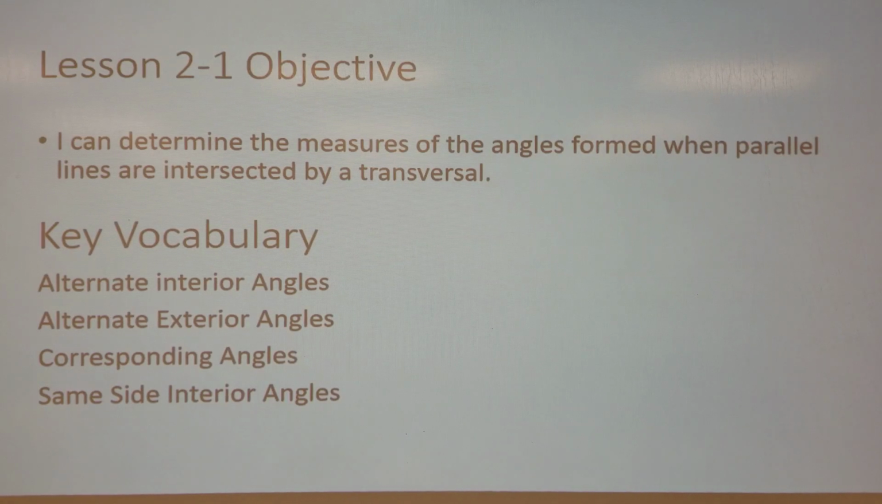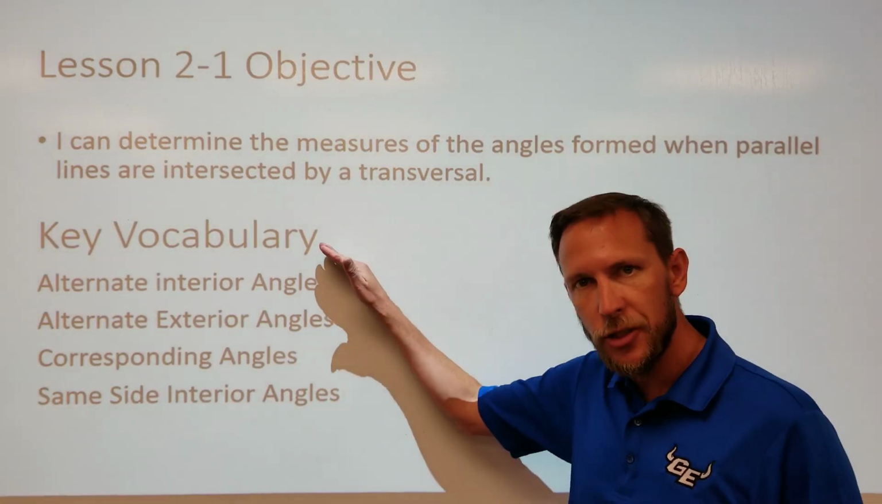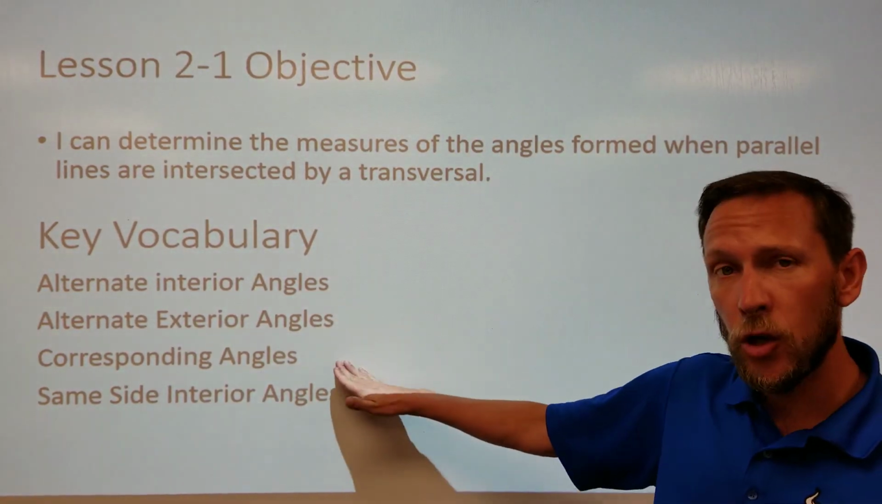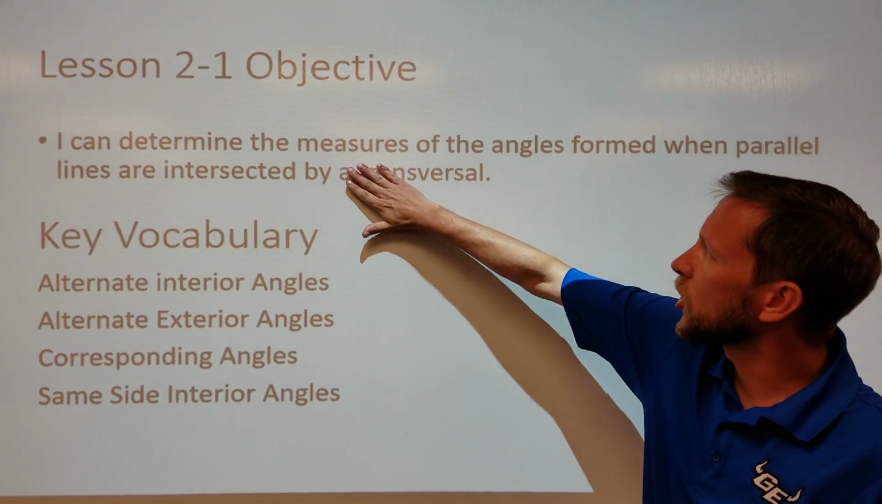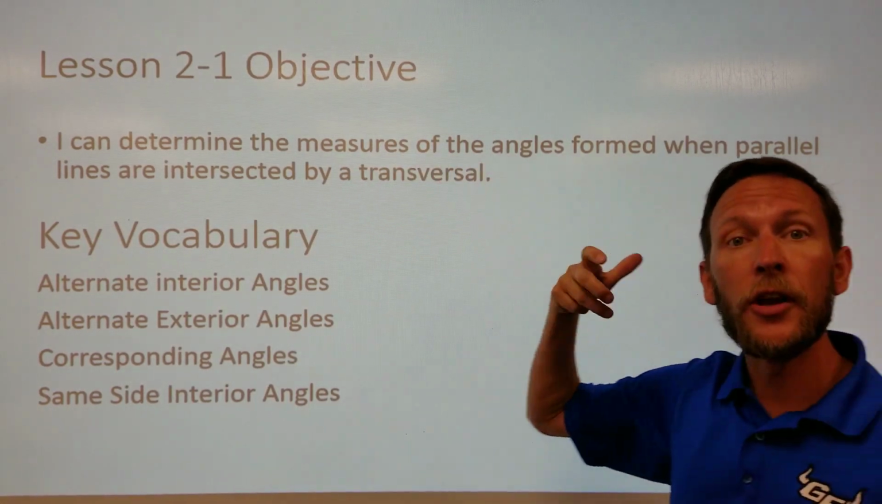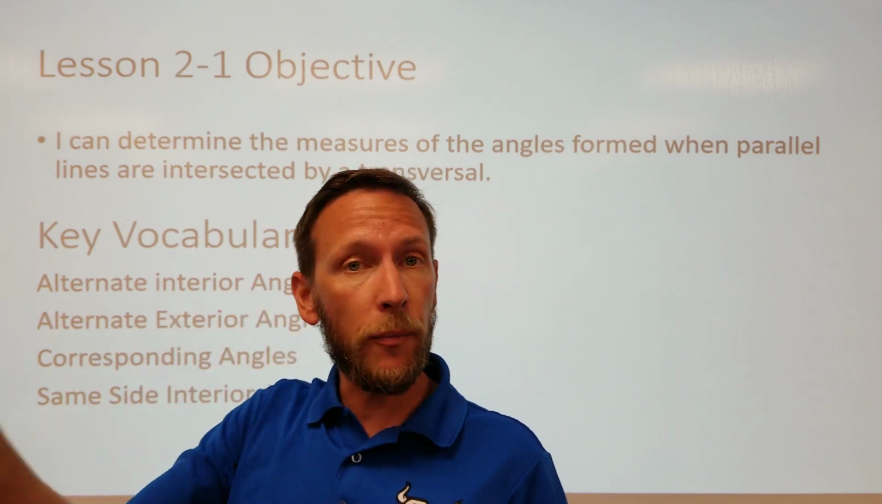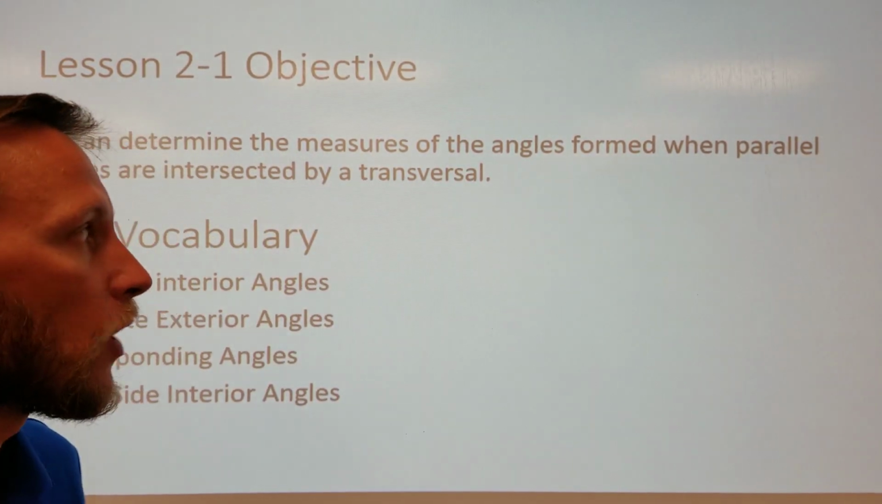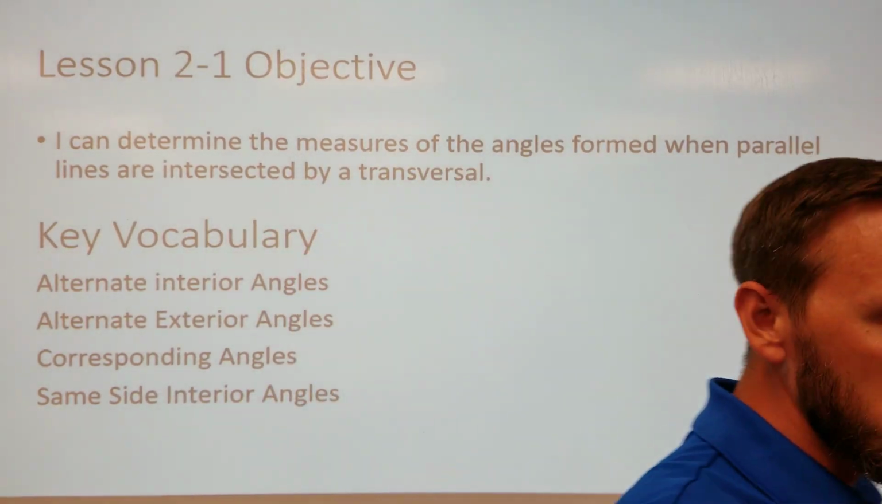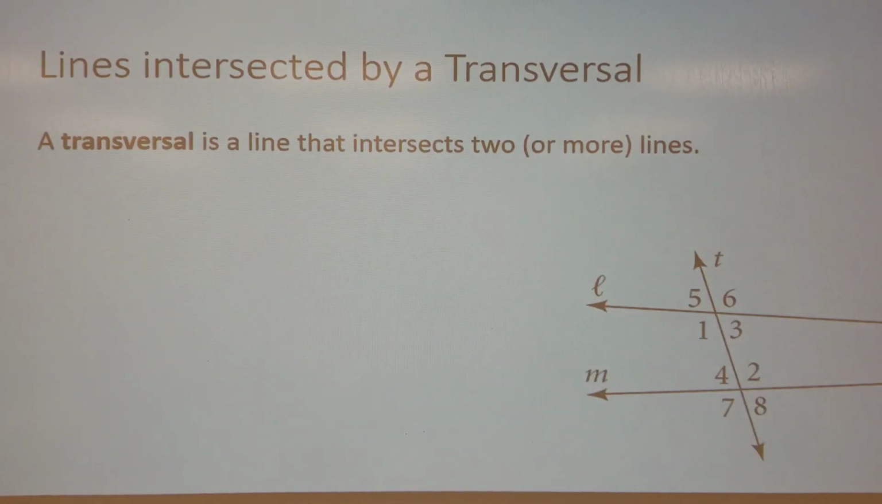And so there are some key vocabulary terms: alternate interior angles, alternate exterior angles, corresponding angles, and same side interior angles. We are going to determine the measures of angles that are formed when two parallel lines are cut or intersected by what's called a transversal. So let's first define that term. A transversal is a line that will intersect two or more lines.